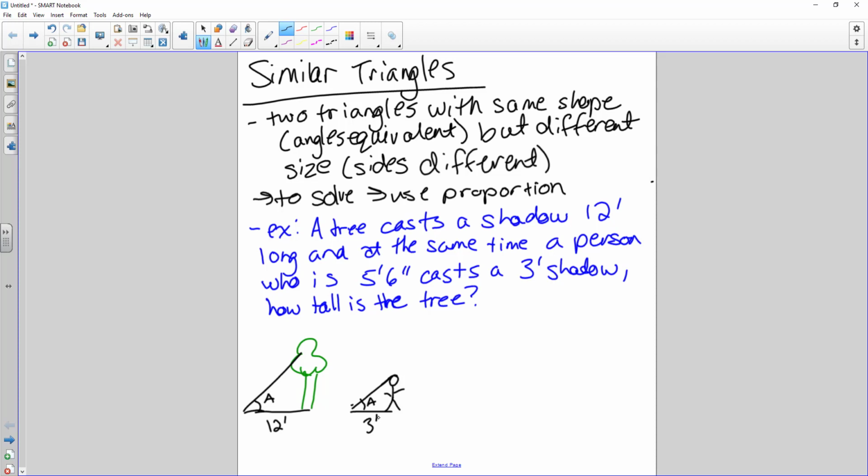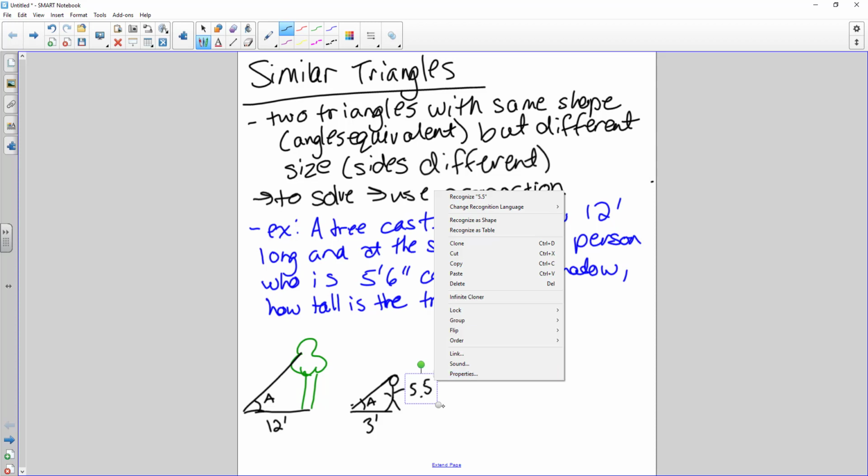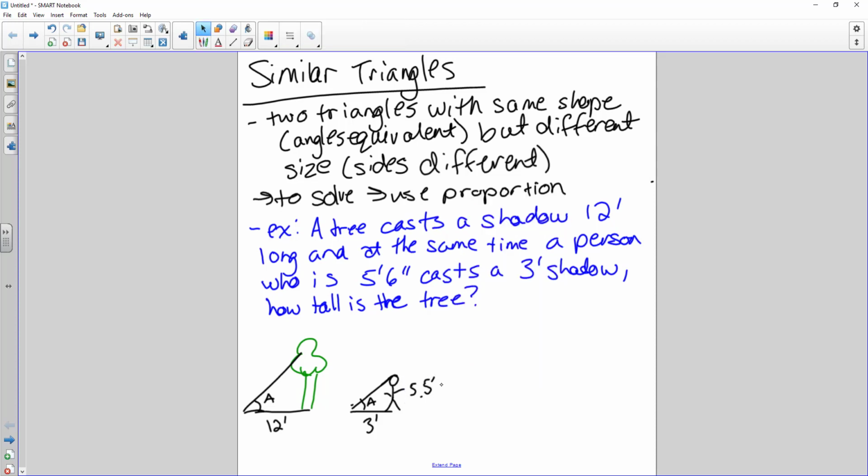So the person 5 foot 6 inches, I'm going to change this to 5.5 feet so that I have a common unit. I can work with that. So the thing I don't know is the tree. So I'm going to set up a proportion.